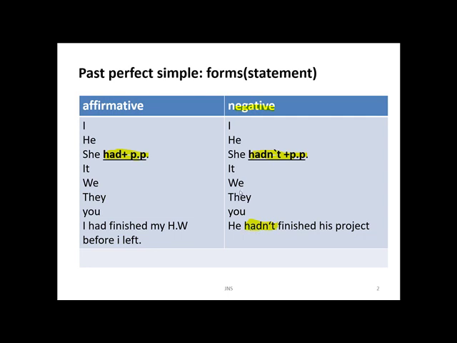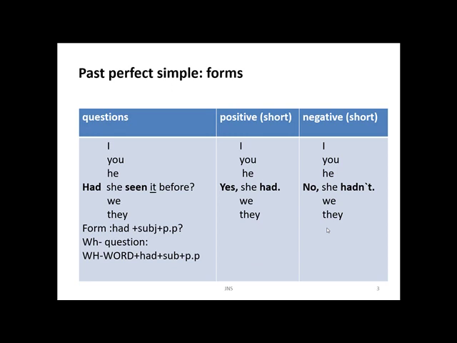As we explained before, I can replace he with you or they or we, and we still keep the same form, but we have to change, of course, the pronouns. For example, I would say they hadn't finished their project. All right, let's get to the second part.